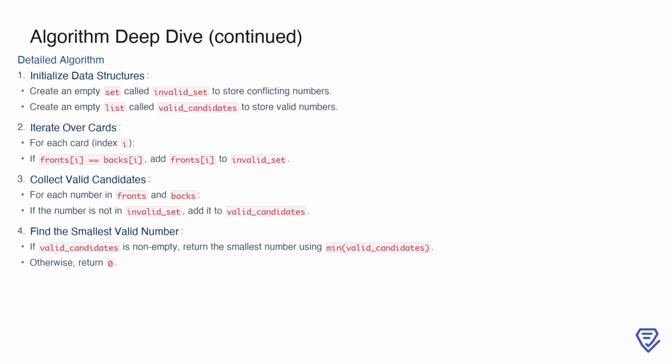This ensures that all conflicting numbers are identified early. Once we have our invalid_set, we proceed to collect valid candidates. For each number in the fronts and backs arrays, we check if the number is not in the invalid_set. If it is not, we add it to the valid_candidates list. Finally, we determine the smallest valid number. If the valid_candidates list is not empty, we return the smallest number using min. If the list is empty, we return 0, indicating there are no valid numbers.